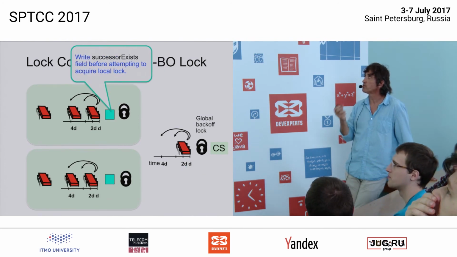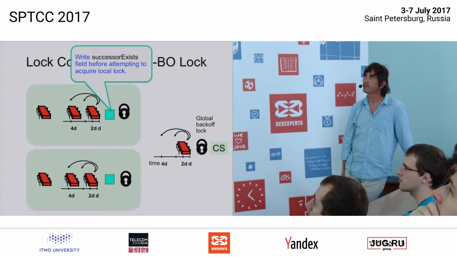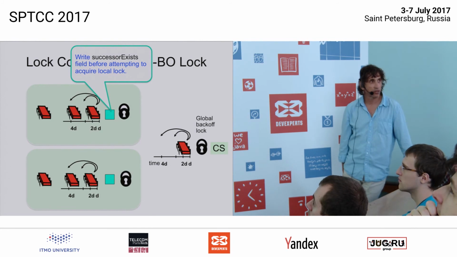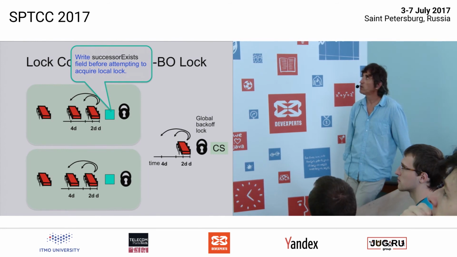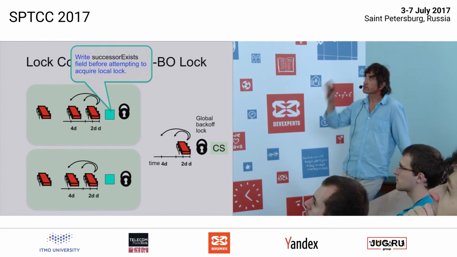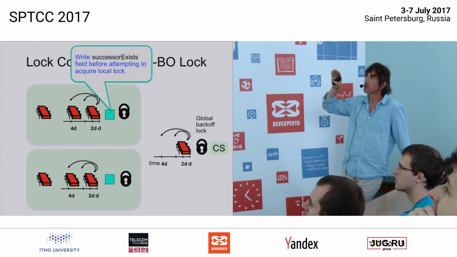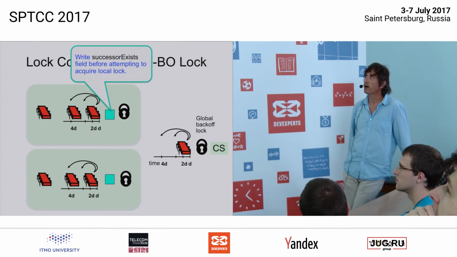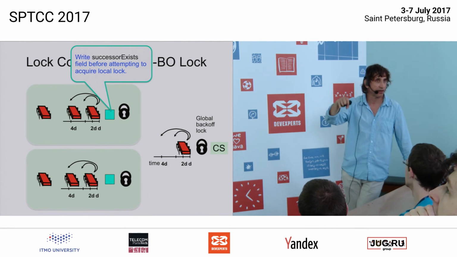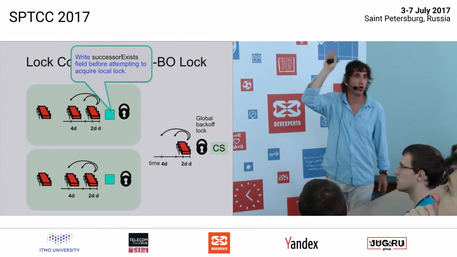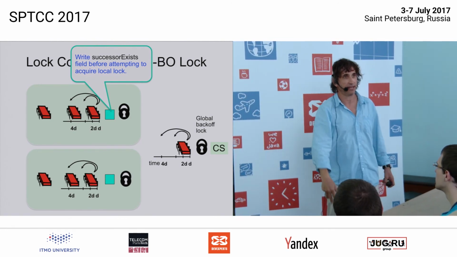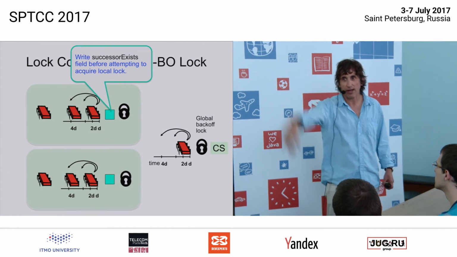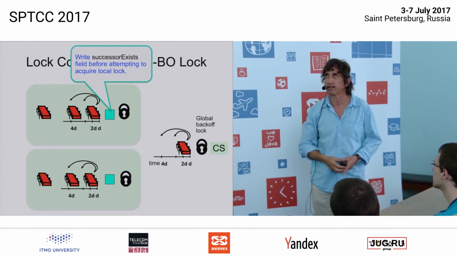You can add cohort detection in a much more trivial way. And the way you do this is as follows. You just add a memory location to the lock, okay? And what every thread does is it just updates this field before you try to acquire the local lock. So when you start the Backoff, you just write there. So maybe multiple threads are overriding one another. I don't care. I'm just indicating that there's somebody. So I write, and then they know that there's somebody there.